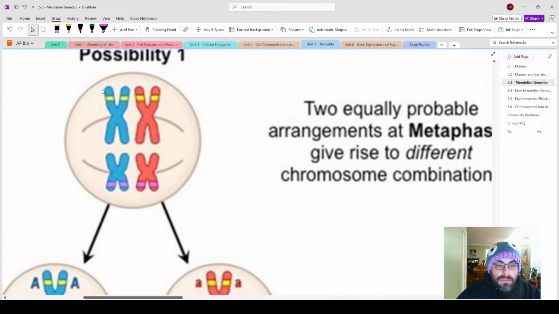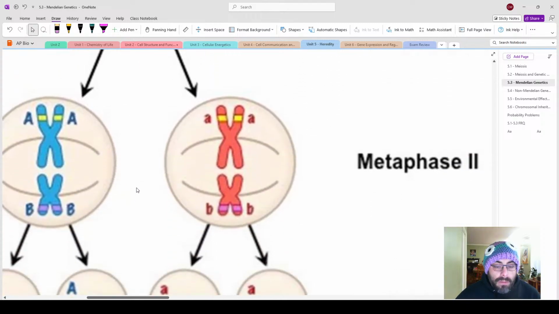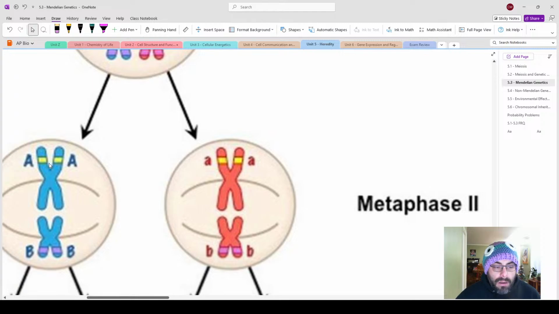So let's look at this particular one. You have a big pair and you have a small pair. We'll say yellow and purple. And you have a blue and red representing the homologous pair, one from mom, one from dad. You get the idea. Purple represents B, or yellow represents A.